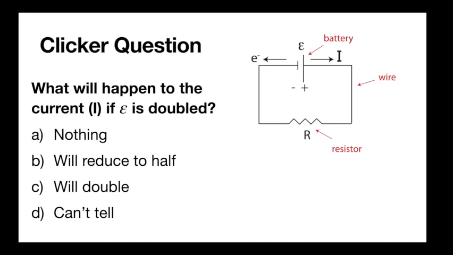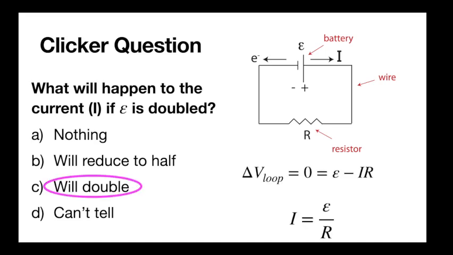If the voltage of the battery is doubled, the current will double. Remember, from our loop rule, you don't necessarily need to solve this out every time, though I recommend it, but our I is just the voltage of the battery over the resistance. So if we double that, we double that, right? If we give the electrons or charges more energy, then the current will be doubled.